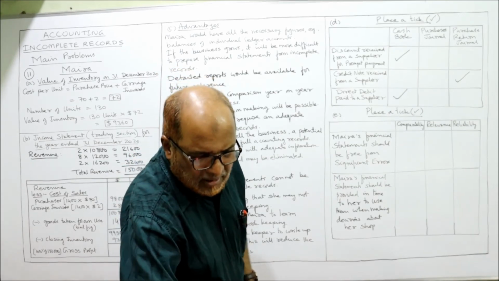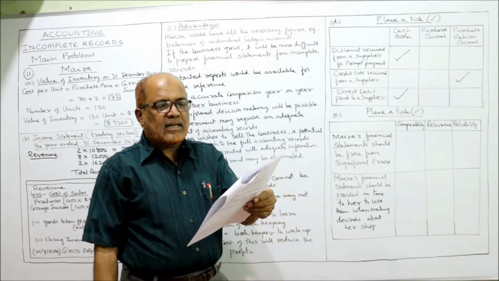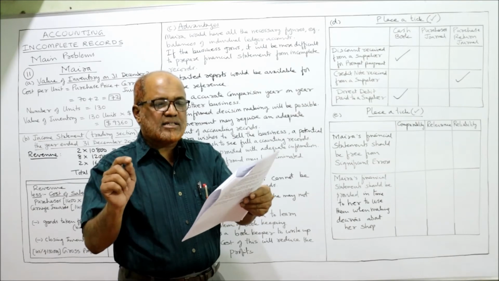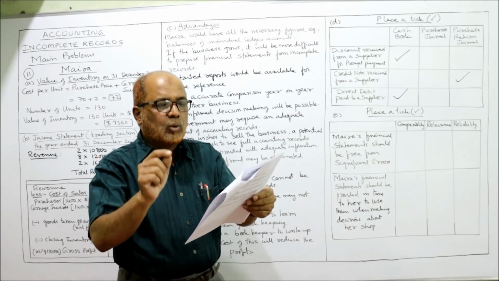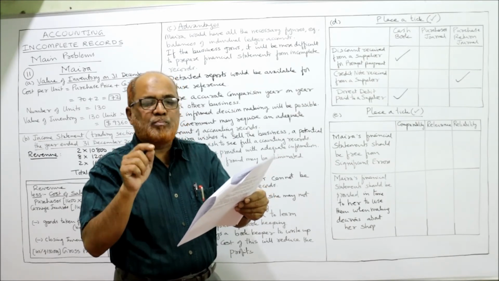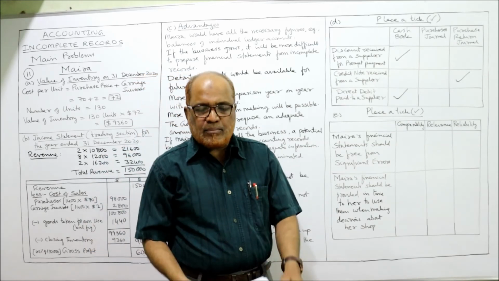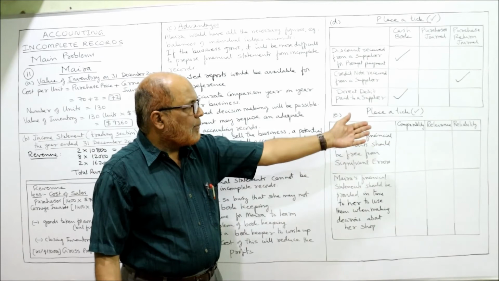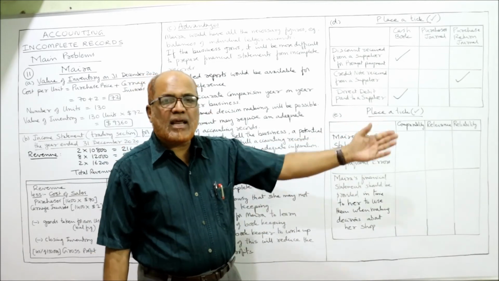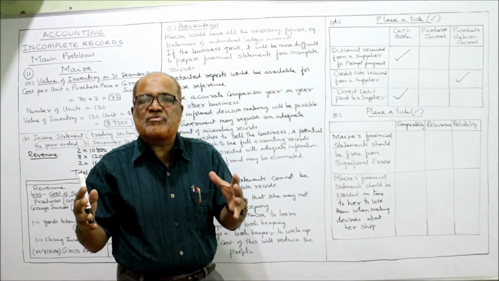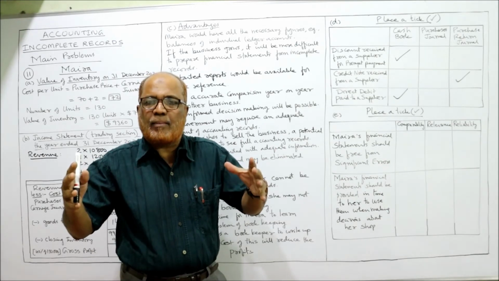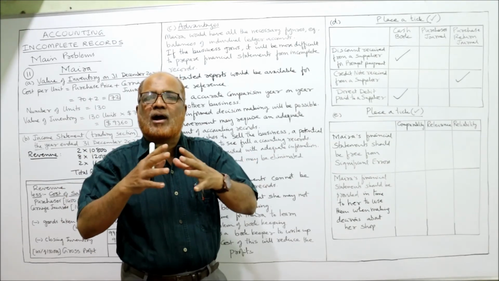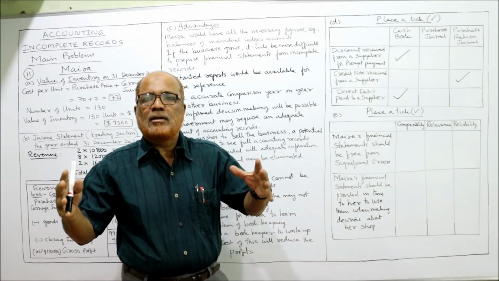Now the last and final, E point. Complete the table by placing a tick. Again, we have to place a tick in the correct column to indicate the accounting objective which is described in each statement for Myra. The objectives of accounting are comparability, relevance, and reliability. These are all the objectives of accounting. Accounting should be comparable. Accounting should be relevant. Accounting should be reliable. These are the objectives.